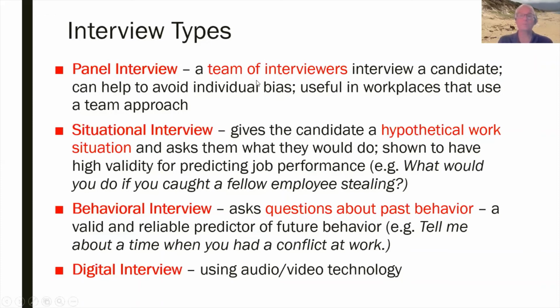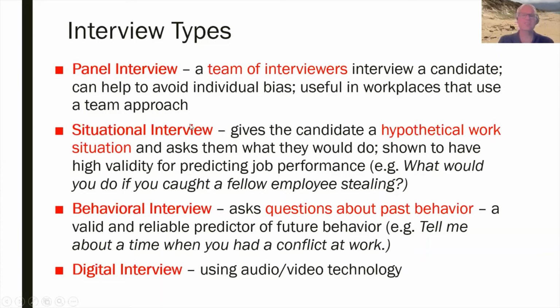Yeah, so these are more common. Again, 2 heads are better than 1. You get a bunch of people making a team decision. It's usually better than an individual decision because you get different points of view. And particularly if your workplace uses a team approach, a panel interview makes a lot of sense.